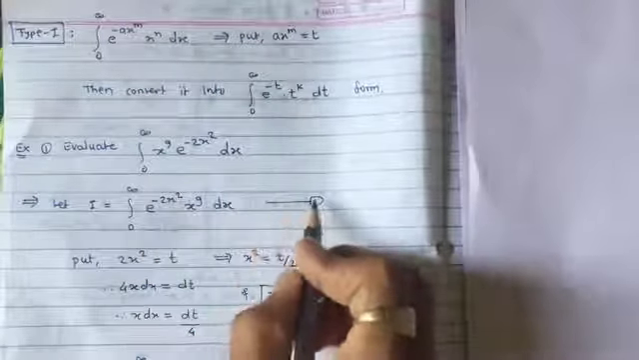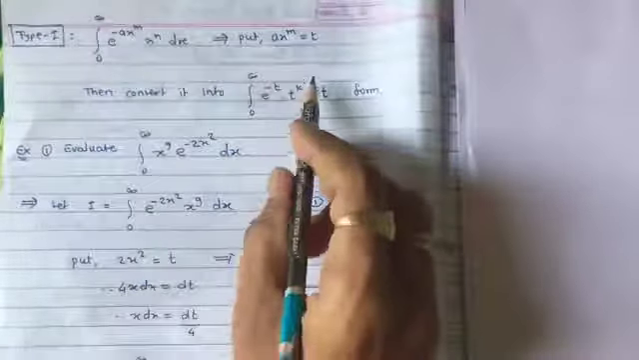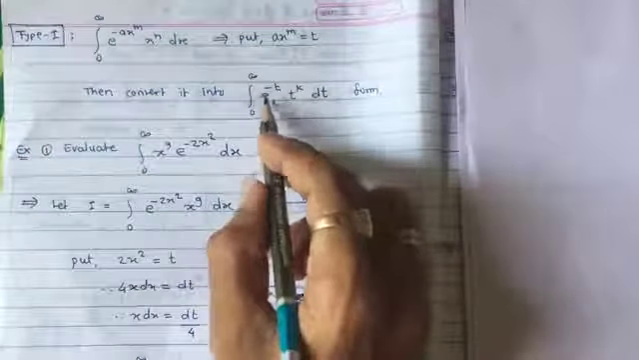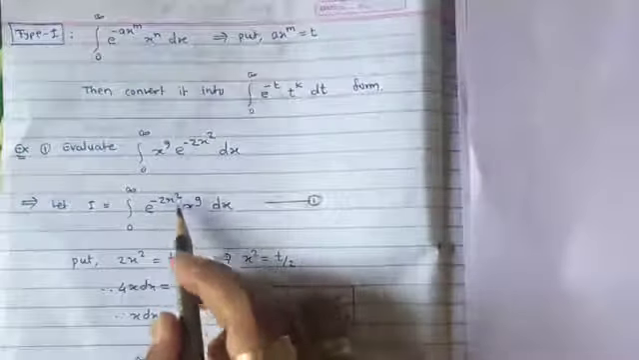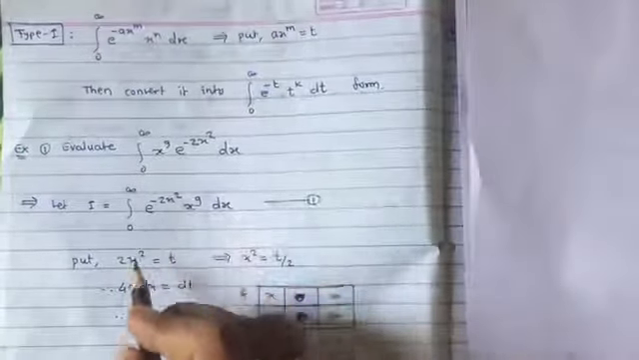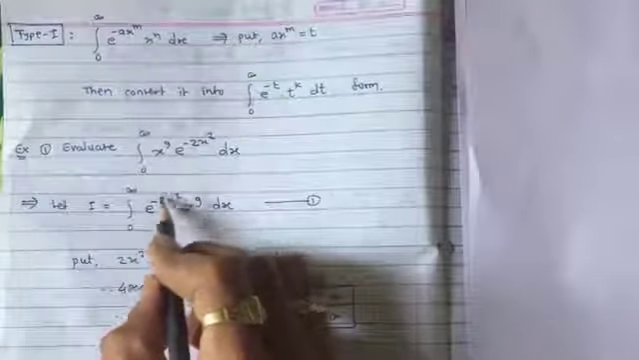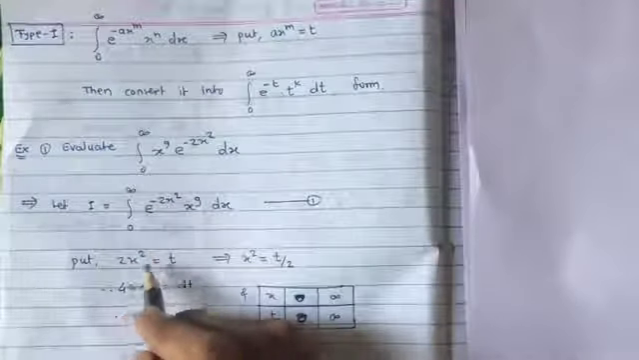Now this is equation number 1. First of all, we convert this integration into this type, 0 to infinity e raised to minus t raised to k into dt. Then how to convert this integration? Here use substitution, that is 2x square is equal to t.